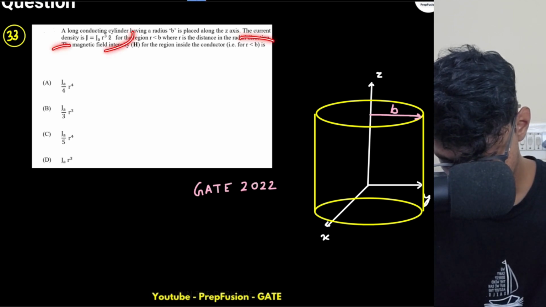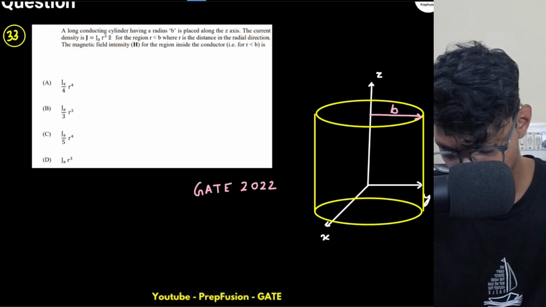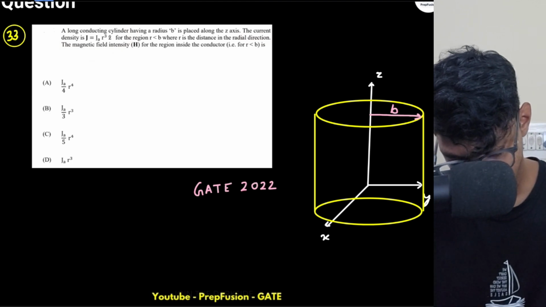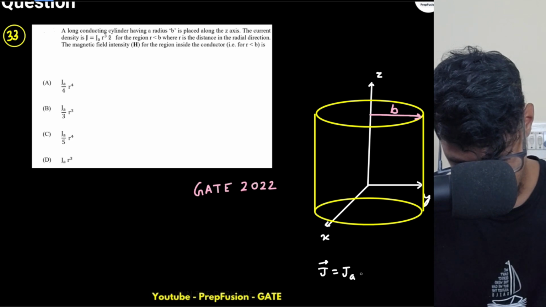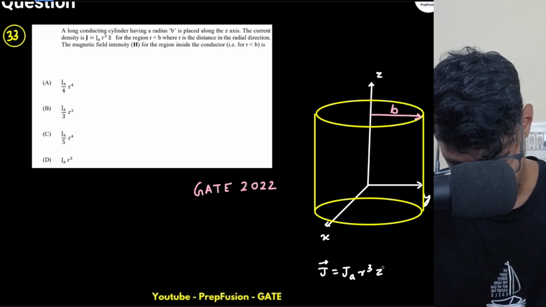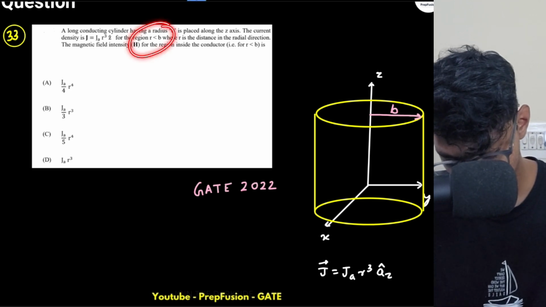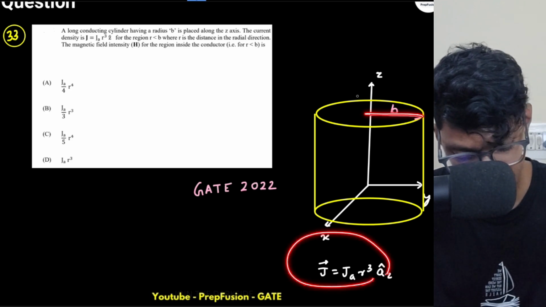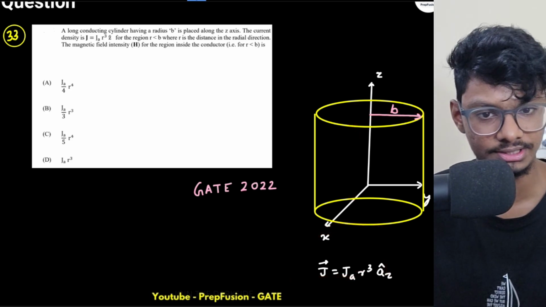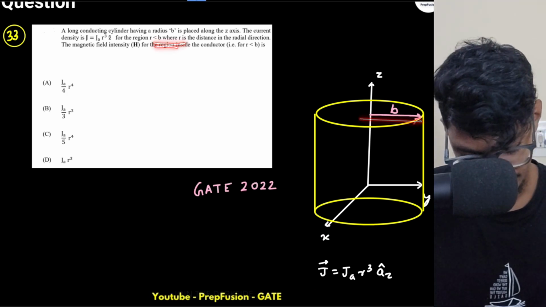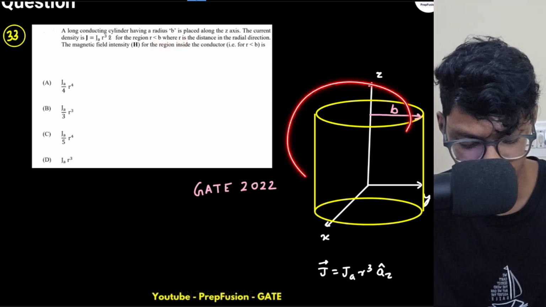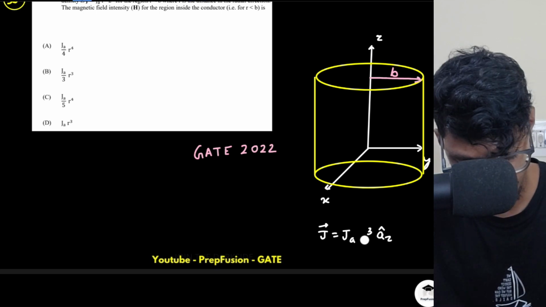The current density J is J0 r cube az. So they have given me the expression for current density this time. It is J0 r cube in the z cap direction, for the region r less than b. So if the radius is less than b, then the current density is this. Inside the cylinder, basically, they're telling me the current density. Where r is the radial distance. Basically, r you can replace with rho as well. This is in the cylindrical coordinate system, so I will replace r with rho.